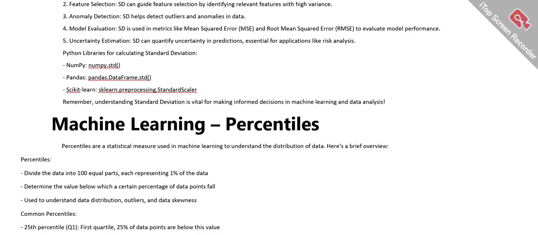1. Data pre-processing: SD helps in scaling and normalizing data, which is essential for many algorithms. 2. Feature selection: SD can guide feature selection by identifying relevant features with high variance. 3. Anomaly detection: SD helps detect outliers and anomalies in data. 4. Model evaluation: SD is used in metrics like mean squared error, MSE, and root mean squared error, RMSE, to evaluate model performance. 5. Uncertainty estimation: SD can quantify uncertainty in predictions, essential for applications like risk analysis.